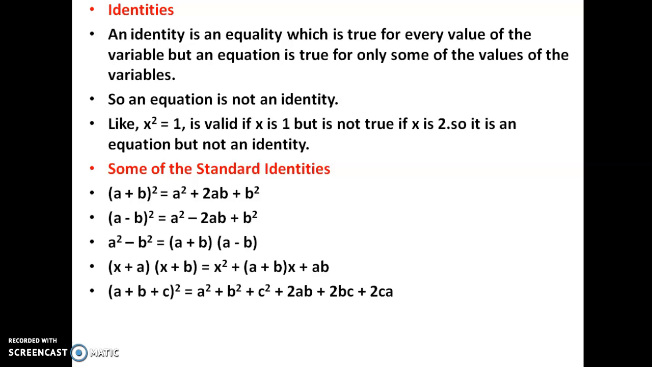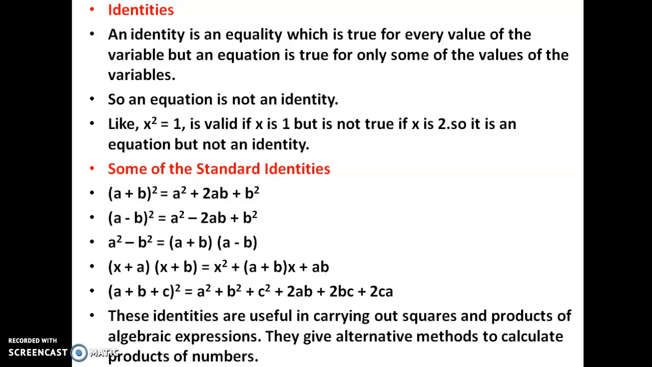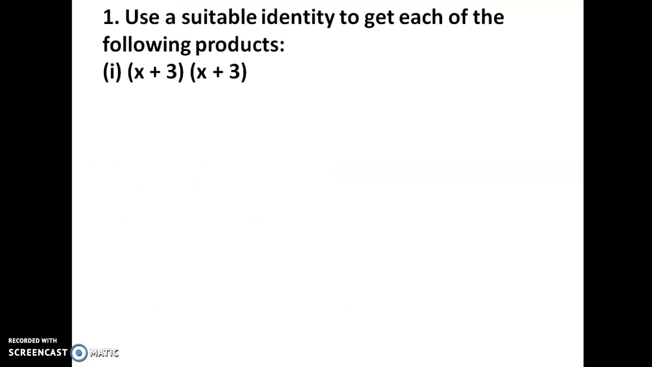Then the next identity, a plus b plus c the whole square, is equal to a square plus b square plus c square plus 2ab plus 2bc plus 2ca. These identities are useful in carrying out squares and products of algebraic expressions. They give an alternate method to calculate the product of numbers. So with this, let's solve the exercise problems.